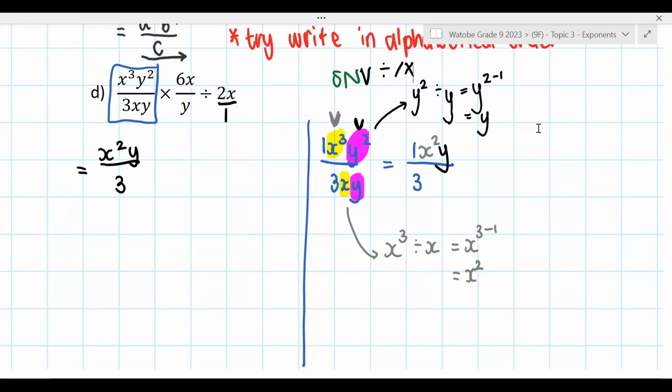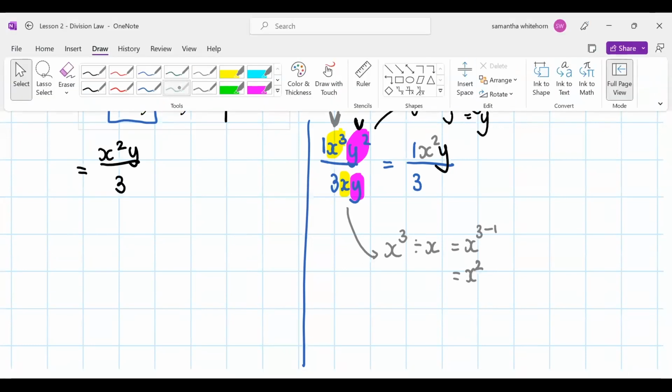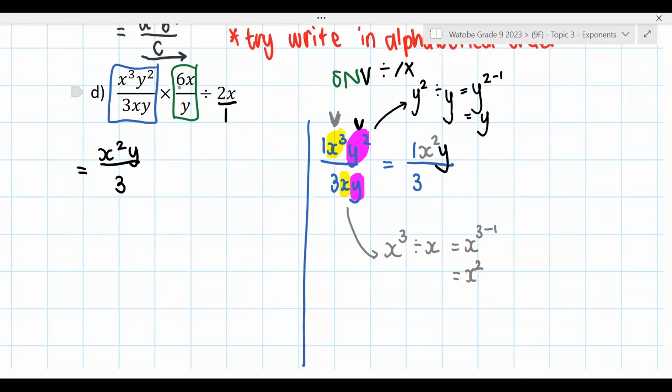Okay, so guys, we've simplified our first fraction. If we have a look then at the second fraction, just by looking at it, I can see there's nothing I can simplify. There's two different variables. There's no number in my denominator that I can simplify with 6. And so my second fraction can just stay exactly as it is. So times 6x over y and divided by the 2x over 1.